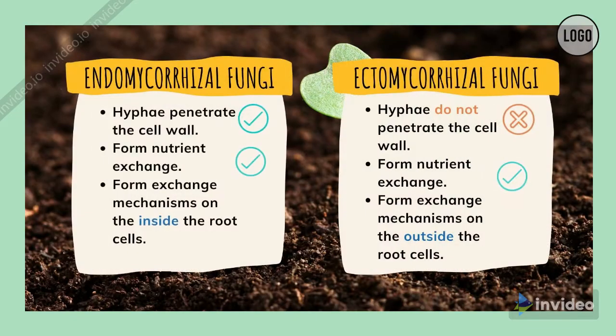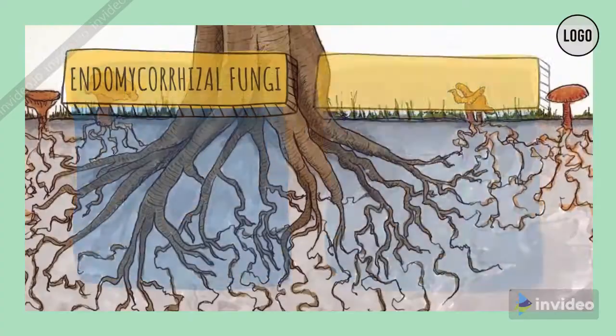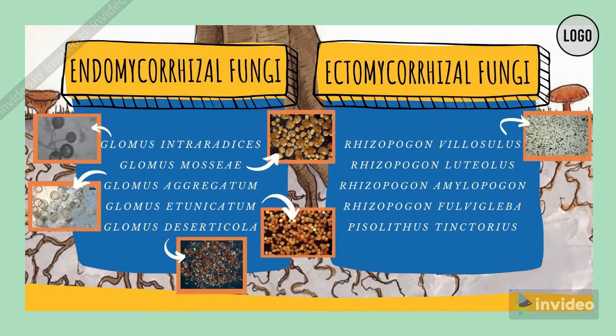Even though they are different types, these two types of mycorrhizal fungi can form nutrient exchange. Endomycorrhizal fungi form exchange mechanisms on the inside of the root cells, but ectomycorrhizal fungi form exchange mechanisms on the outside of the root cell. There are many endomycorrhizal fungi and ectomycorrhizal fungi. These are the examples of endomycorrhizal fungi and ectomycorrhizal fungi.